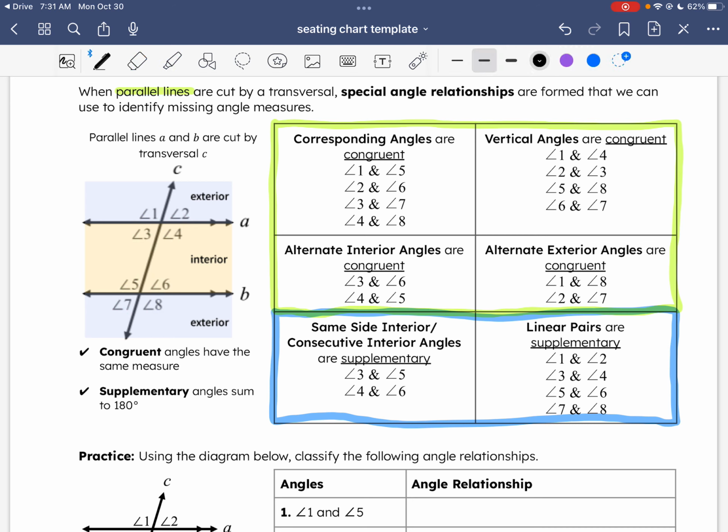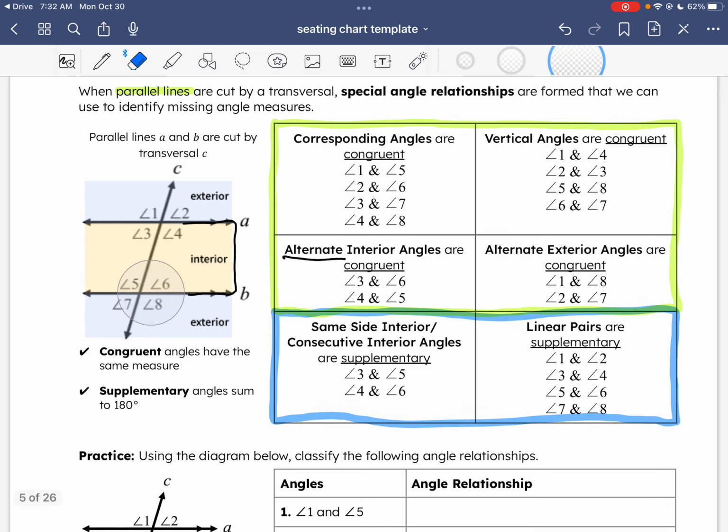Alternate interior angles also prove congruency. So interior angles are located inside the parallel lines. So there are 4 angles inside the parallel lines. That's our interior. And when it says alternate, that means that they're going to be on opposite sides of our transversal. So 3 and 6 and 4 and 5. Those are our 2 alternate interior angle pairs.